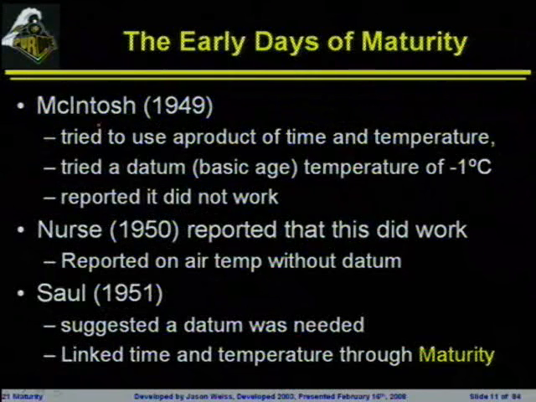Now, McIntosh used the product of time and temperature, and we will see this coming back and forth. Time times temperature is typically going to be referred to as a value of maturity. It's typically a way that we're going to start to look at maturity.